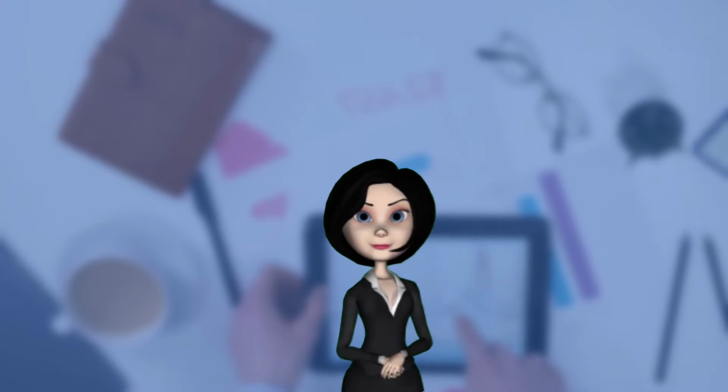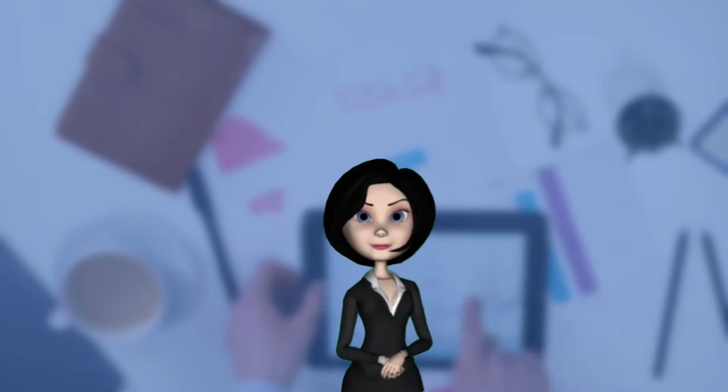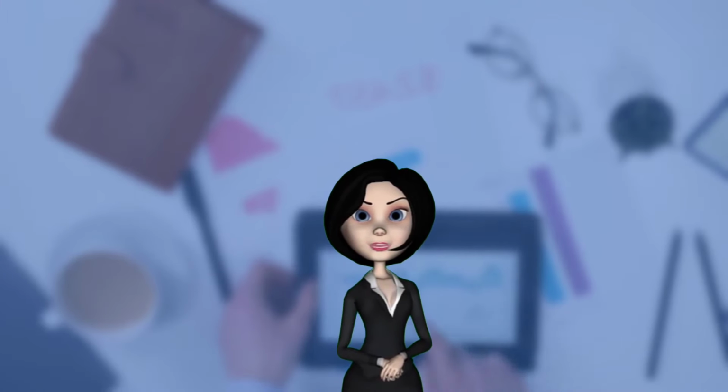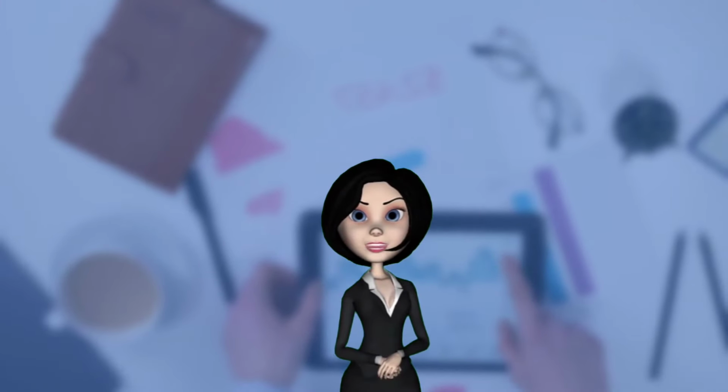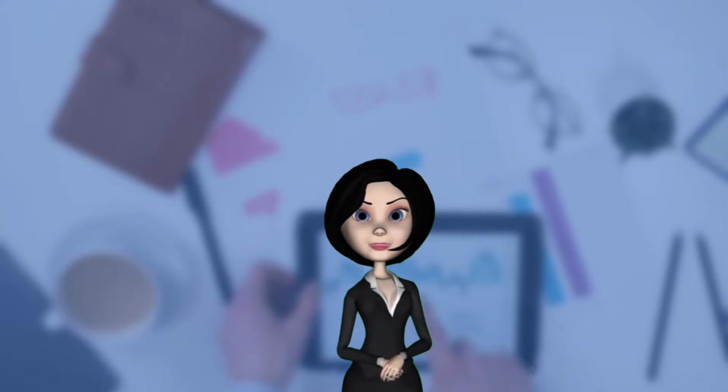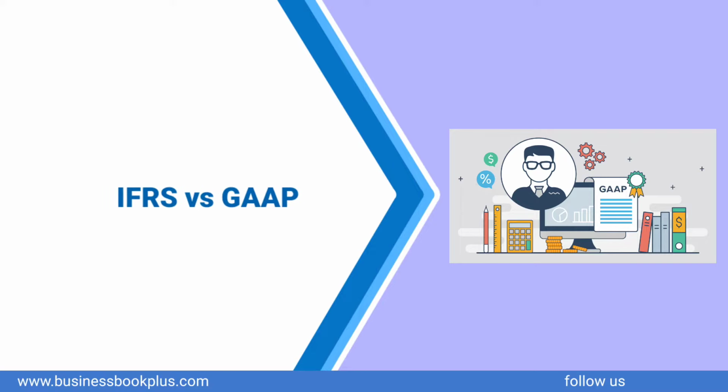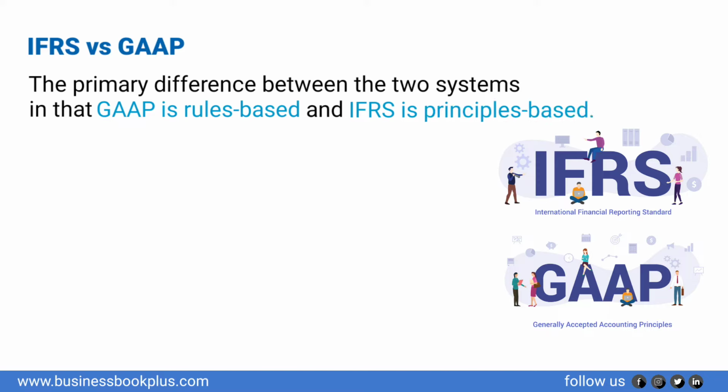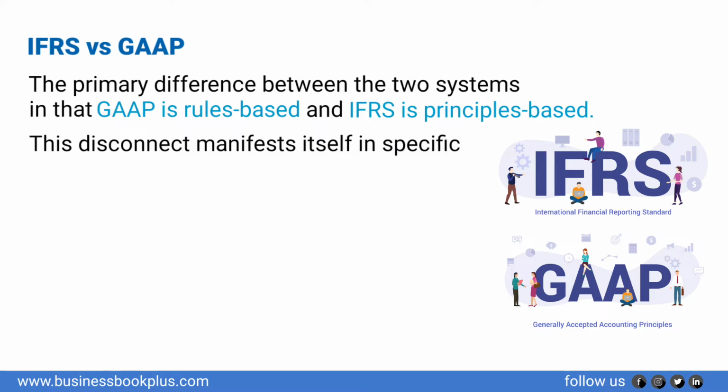In our last two videos, we had discussed GAAP and IFRS respectively. And in this one, we will know how they differ from each other. IFRS versus GAAP. The primary difference between the two systems is that GAAP is rules-based and IFRS is principles-based. This disconnect manifests itself in specific details and interpretations.